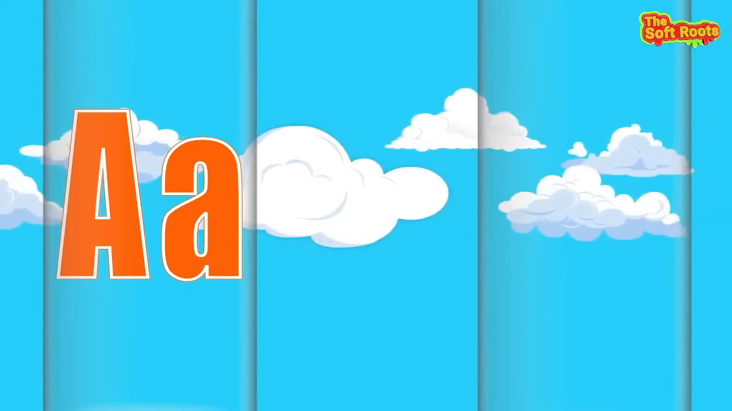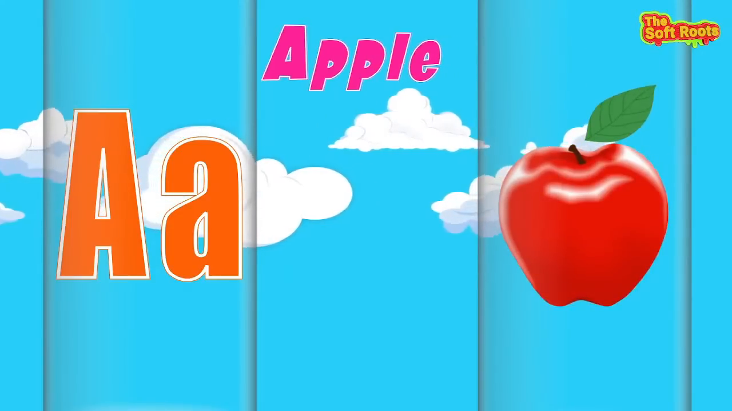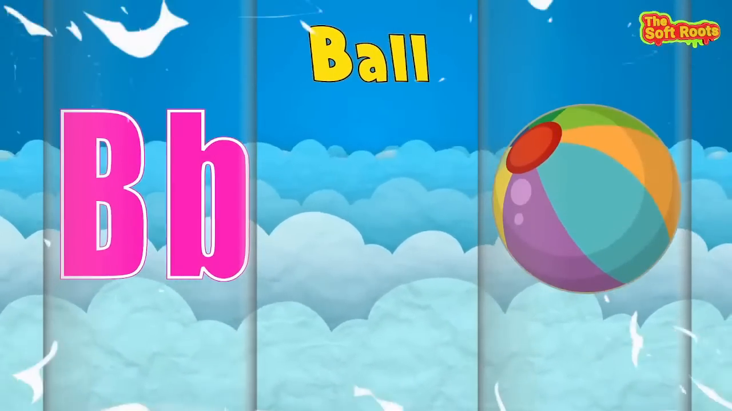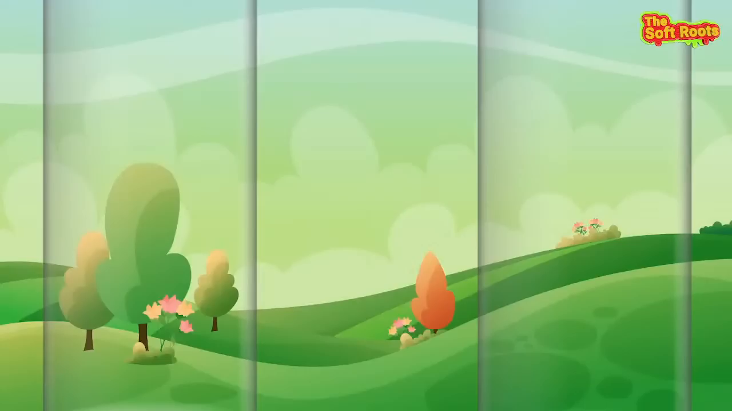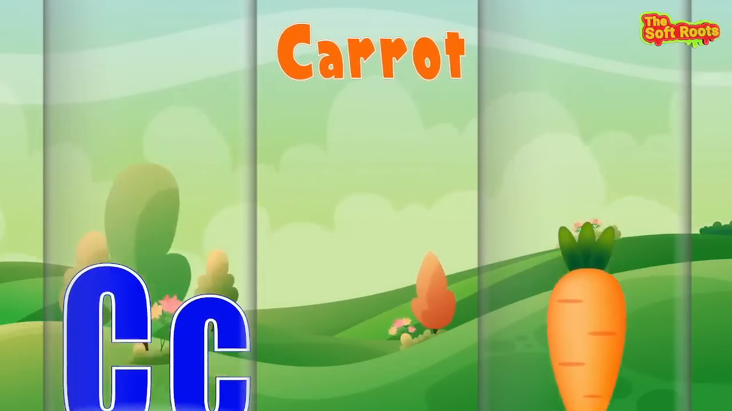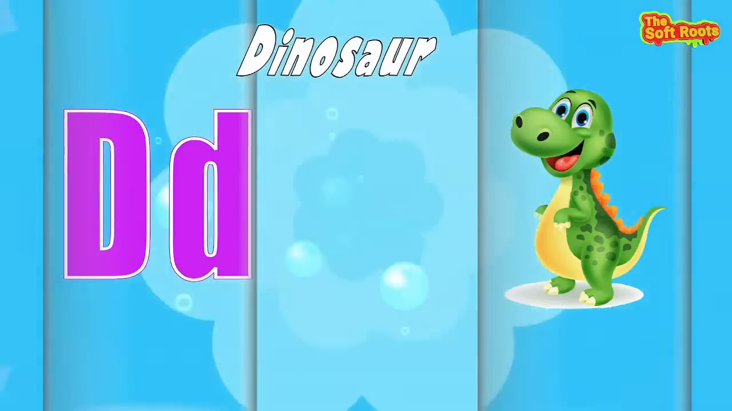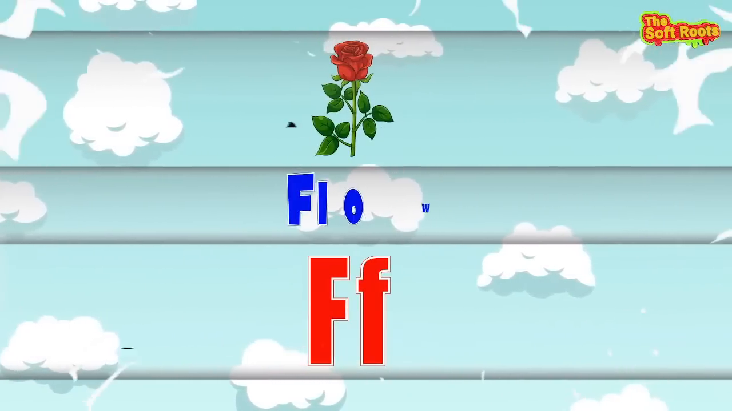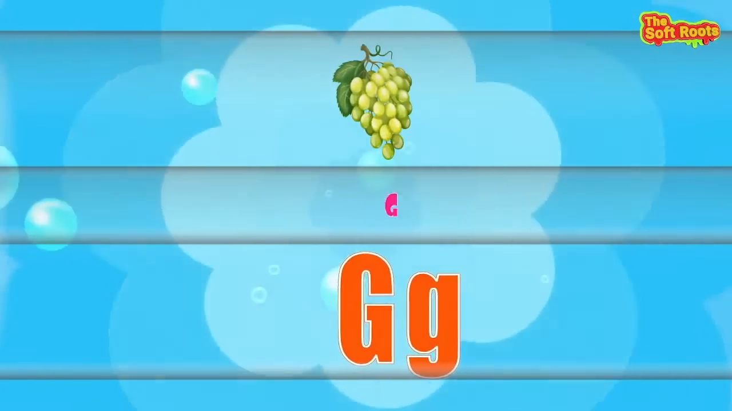A is for apple, apple. B is for ball, ball. C is for carrot, carrot. D is for dinosaur, dinosaur. E is for elephant, elephant. F is for flower, flower. G is for grapes, grapes.